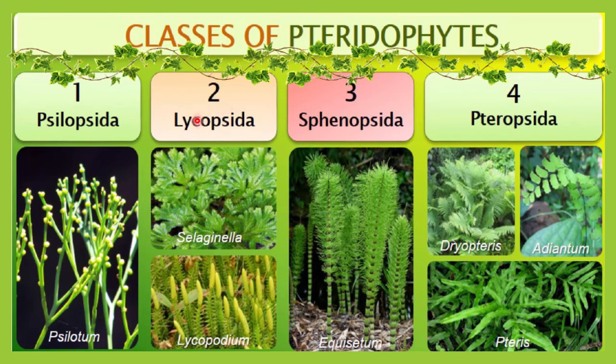Next one is Lycopsida, that includes Selaginella and Lycopodium. These both are the photographs. Here you can see Selaginella and Lycopodium, which are included in the Lycopsida class. Next one is Sphenopsida that includes Equisetum. This one is Equisetum. Then the fourth one is Pteropsida, that includes Dryopteris, Adiantum, and Pteris. This one is an example of the Pteropsida class. But just remember the name of a class and just an example of these classes.